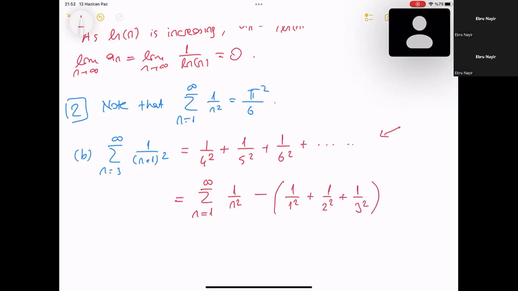Right, so we have equality. Now we know the first sum is equal to pi squared over 6 by the given fact. So we have this minus, we just need to find that sum, which will be equal to this. Hence we're done. The first part is much easier, so I leave it.